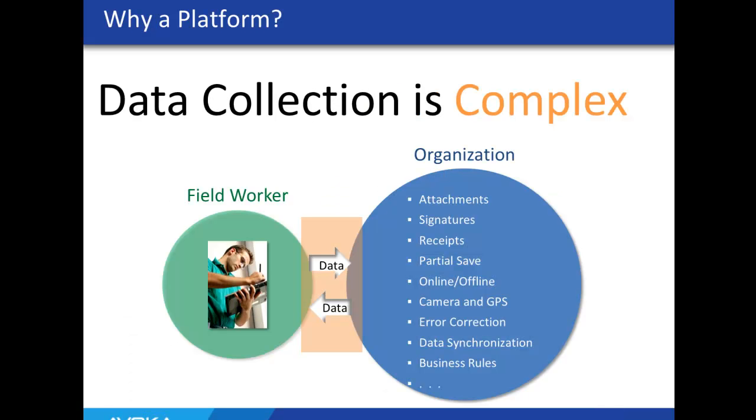Another reason is complexity. Delivering the intelligent interaction patterns necessary for success requires features like attachments, signatures, receipts, partial saves, error correction, online-offline processing and data synchronization, configurable business rules, hide-show logic, automatic field validation, tables, repeating sections, in-field calculations, pre-population and cross-population, inline help, and many other features to make data collection applications a better, faster, and more productive solution for your customers.